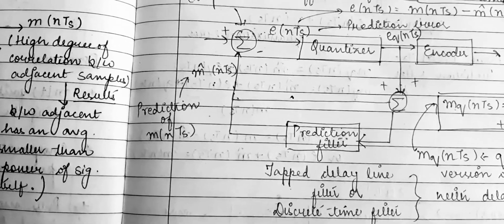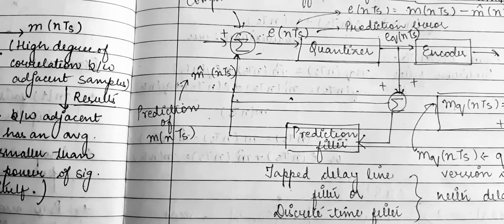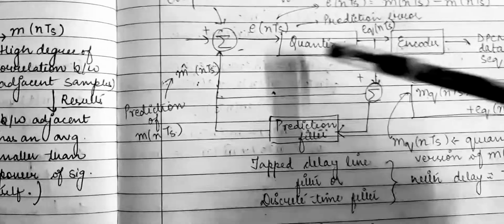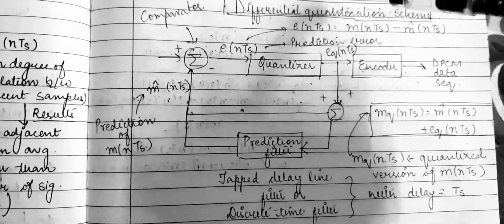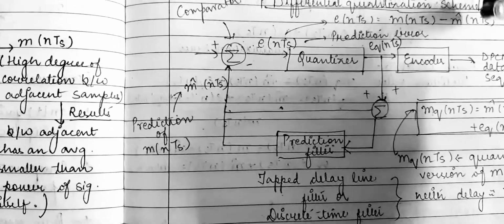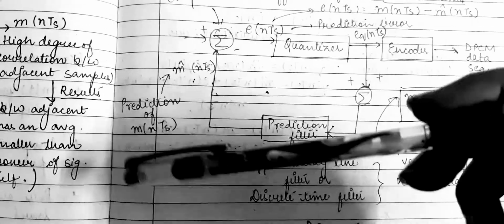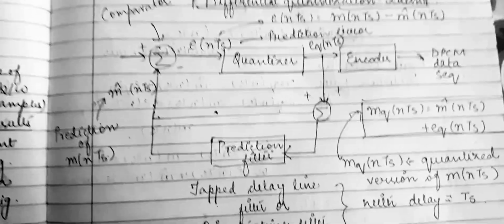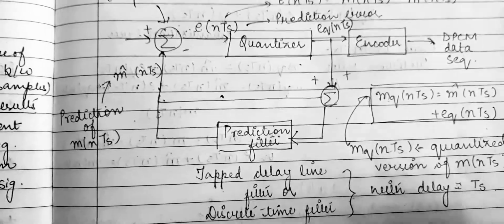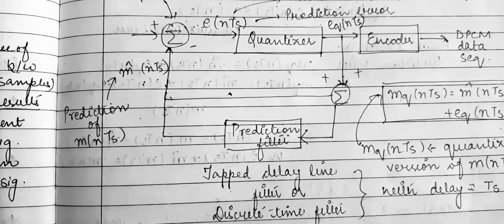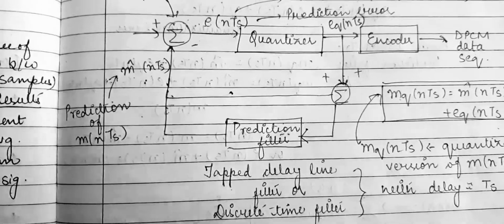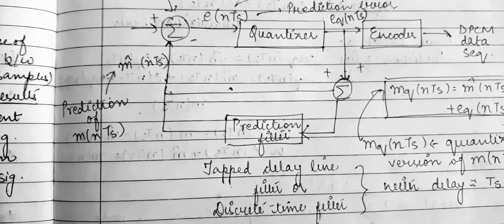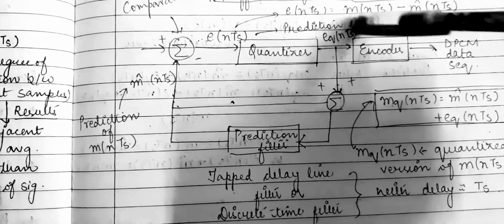So after the comparison, the prediction error is generated at the output, that is denoted by e(nTs). So we can say e(nTs) equals m(nTs) minus m-cap(nTs), that is the predicted version of your sampled version. So here the sampled version doesn't get quantized, only the prediction error gets quantized. So we get at the output eq(nTs).